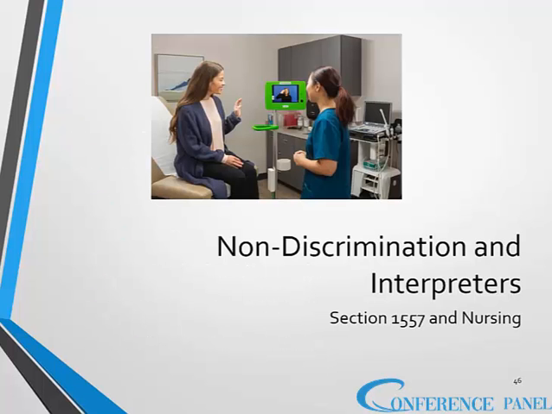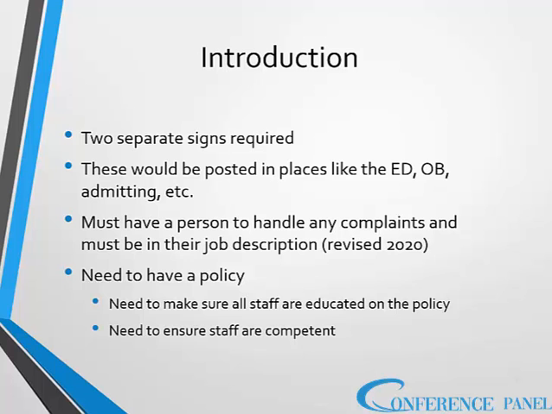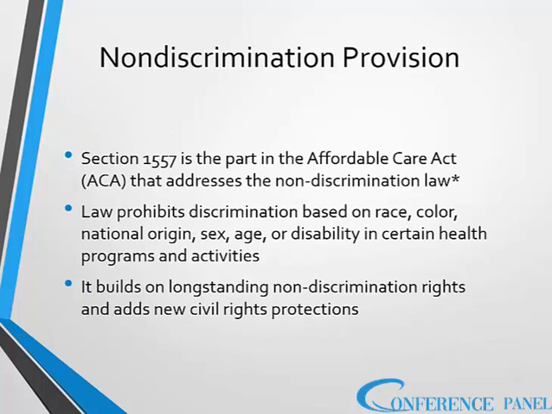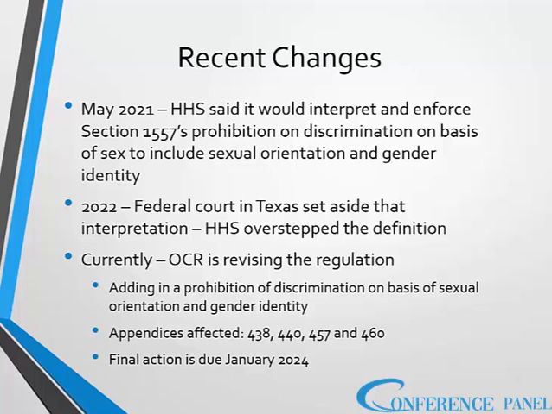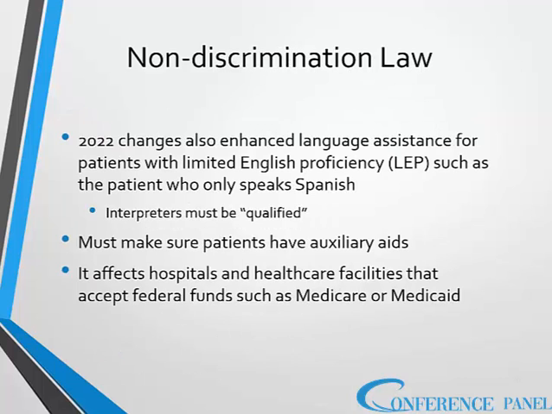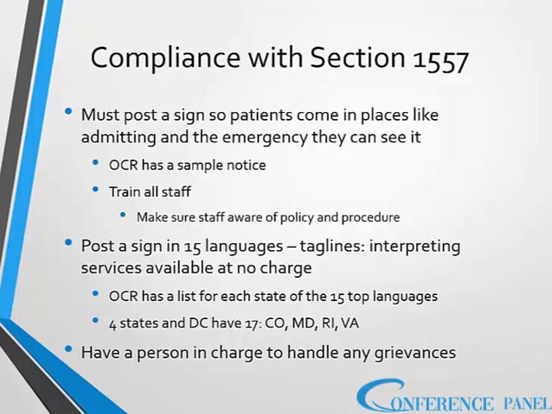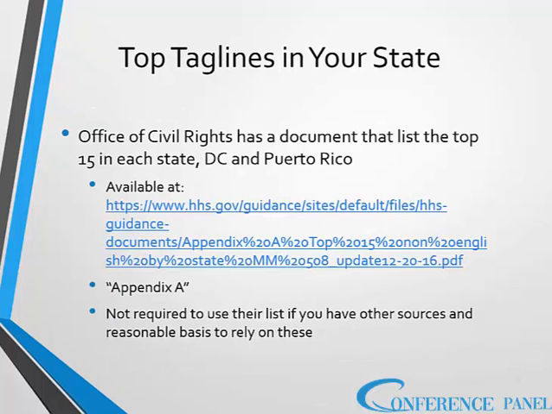I do want to talk about non-discrimination and interpreters. Essentially, you have to have 2 signs. Section 1557 is part of the ACA. Now in 2021, Health and Human Services, that's OCR, said we're going to interpret and enforce Section 1557 on discrimination on the basis of sex. These changes in 22 also enhanced the language assistance program for patients who don't have proficiency in English. You have to post a sign so a patient knows that they can receive interpretive services at no cost. The Office of Civil Rights has a document that lists them.